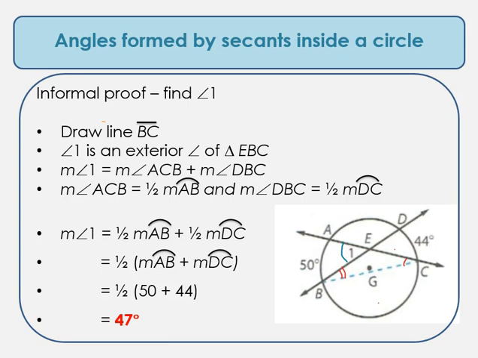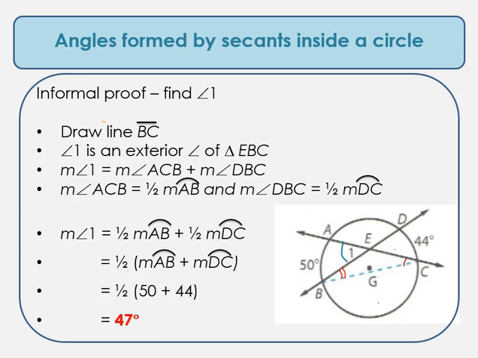Let's do an informal proof of angles formed by secants inside a circle. So you can see that we have circle G, and we have two secants, BD and AC. They intersect at point E. You also can see that we're given that arc AB is 50 degrees and arc DC is 44 degrees. This means that we can now use our theorem to solve for our angle measure.